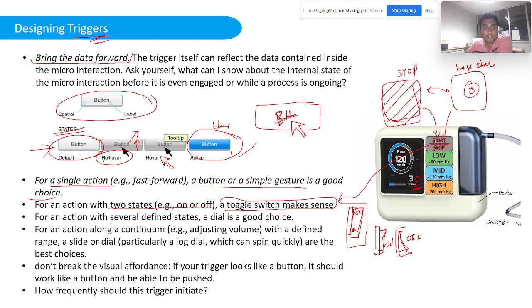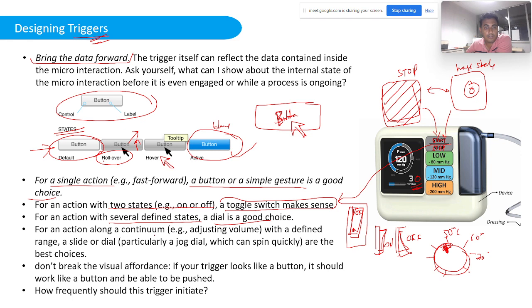For actions with several defined states, you can use a dial. A dial is basically like a knob where you have different states. Think of it like a knob for an oven where you have different temperature settings, and when you rotate, you can set a different temperature.